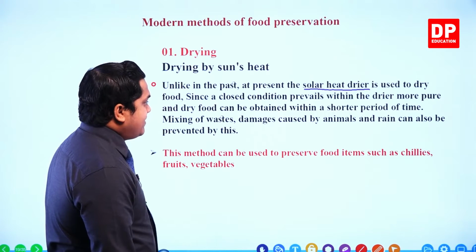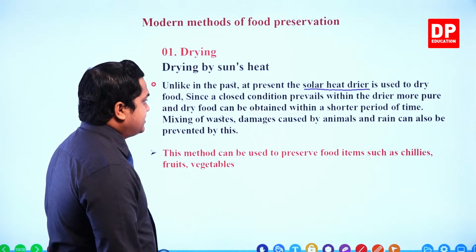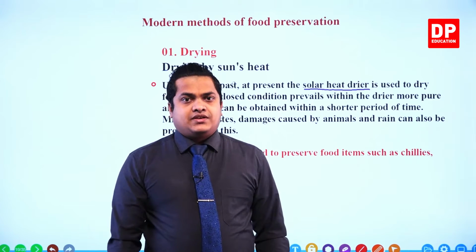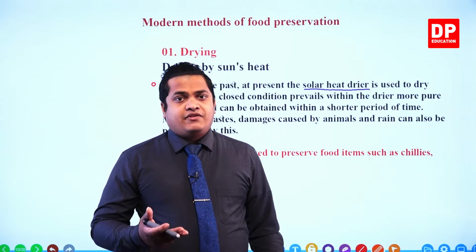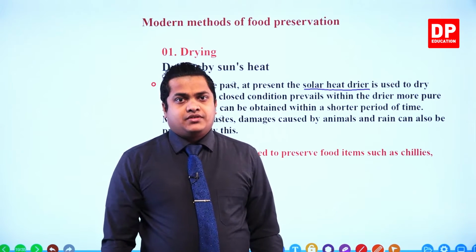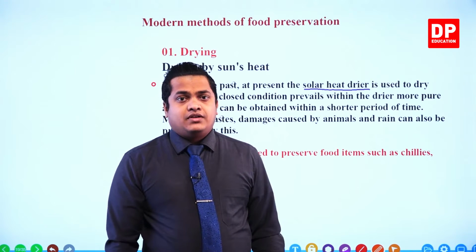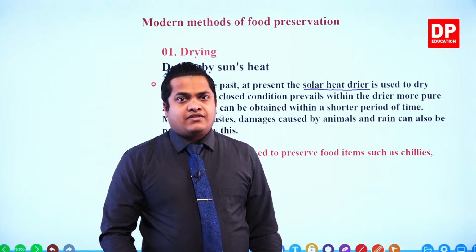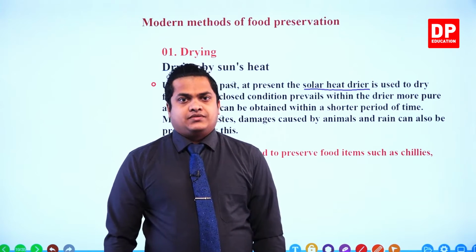Mixing of waste, and damage caused by animals and rain, can also be prevented by this. You know that this is a closed system. If you dry chilies in a normal environment and the rain comes, you have to run and take the chilies back to the home. Otherwise, they will catch water, and within one or two days they will spoil once again. So those things will be useless.